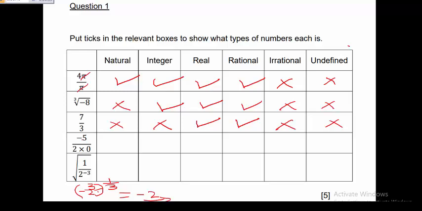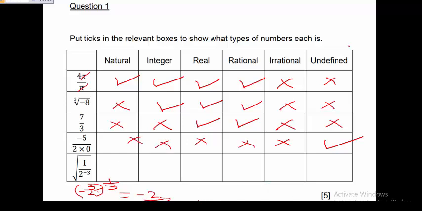So we'll move on to the next question, which is -5 over 2 times 0. Now, the denominator, 2 times naught, is naught. And any number divided by naught is undefined in mathematics. Remember that. So, undefined. Therefore, it can't be any of these other types if it's undefined.